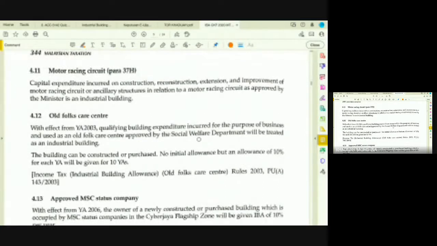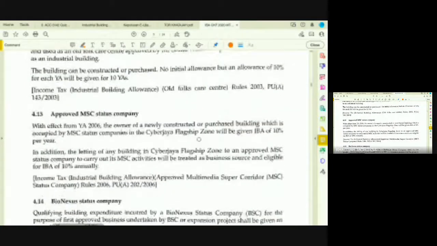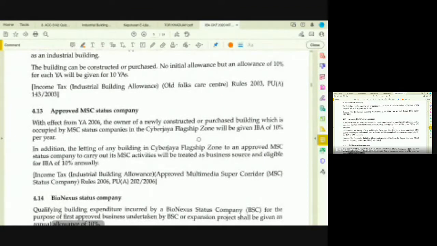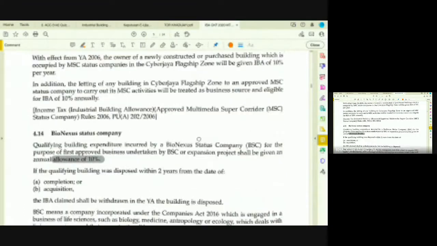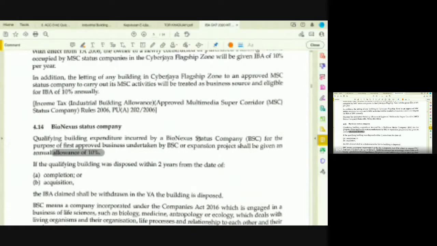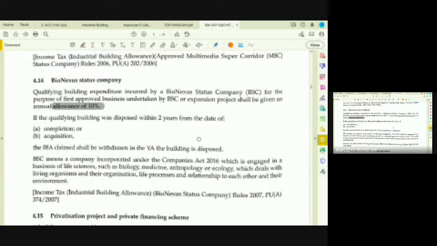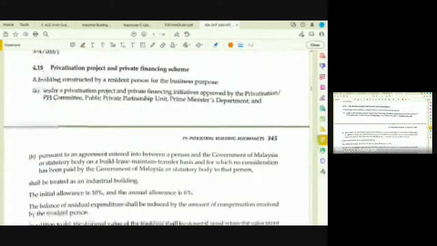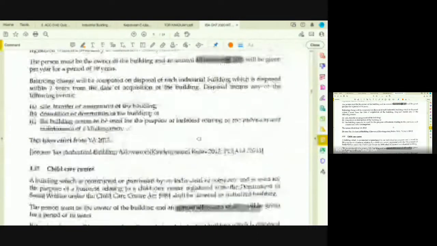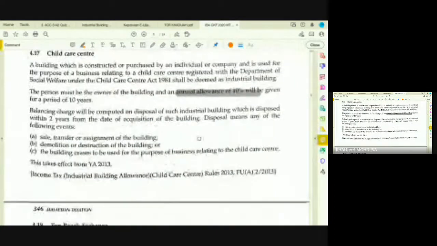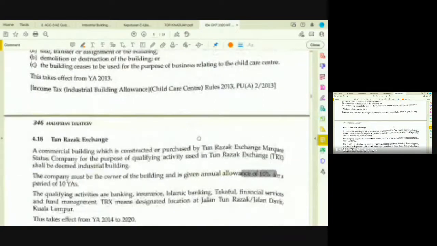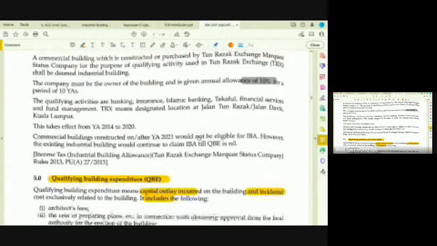We have Old Folks Care Center, 10% annual allowance, and then we have approved MSC status company if they have a building or they construct a building. So that building falls under industrial building, 10% annual allowance. We have company with a bio-nexus status, so if they have a building, that is also an industrial building. We have privatization project and private financing scheme. We have kindergarten here. We have childcare center. Just now was the accommodation for the employees in the childcare center, but here the childcare center itself is given a 10% allowance. And then we have building in the Tun Razak Exchange. There are a lot of buildings there, especially in the finance and banking institute.